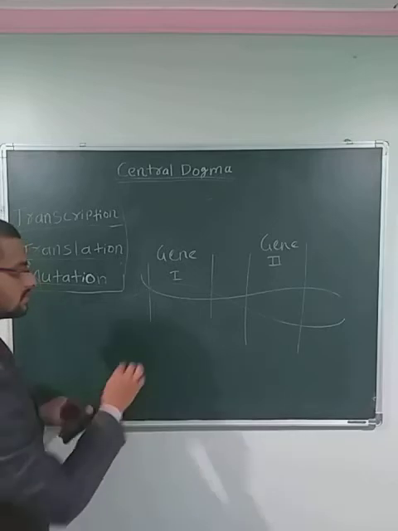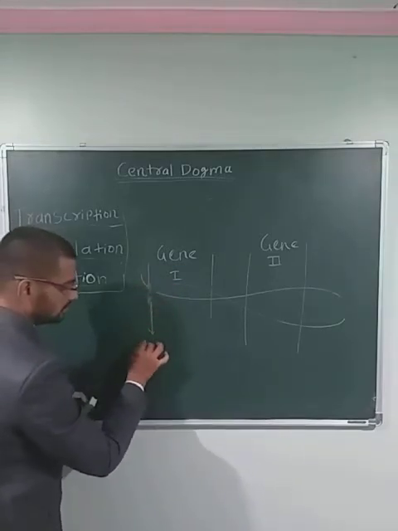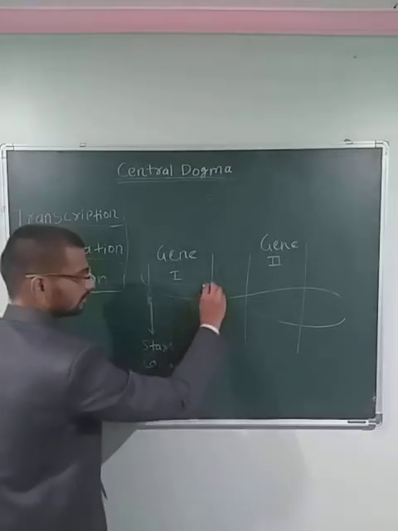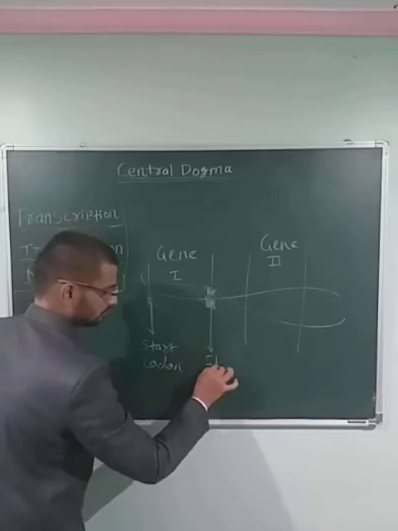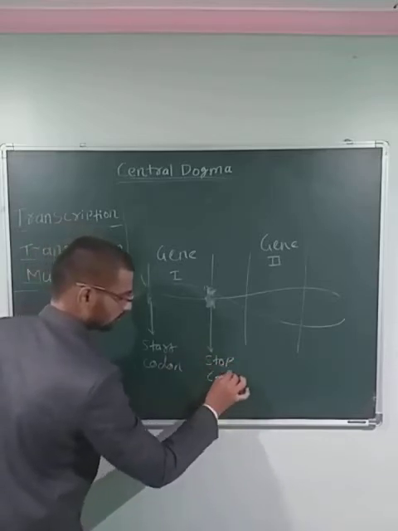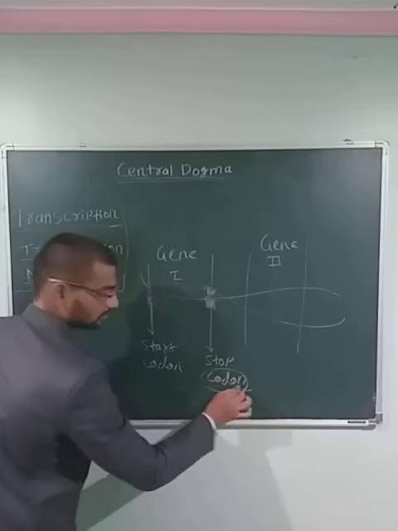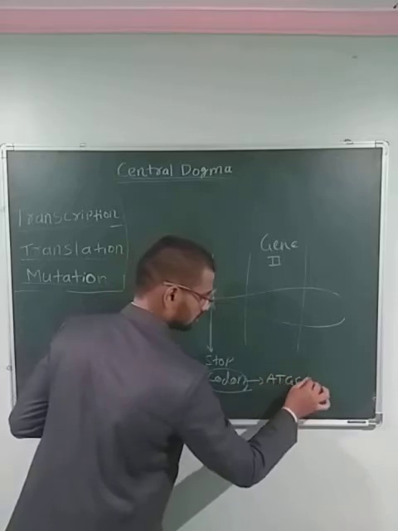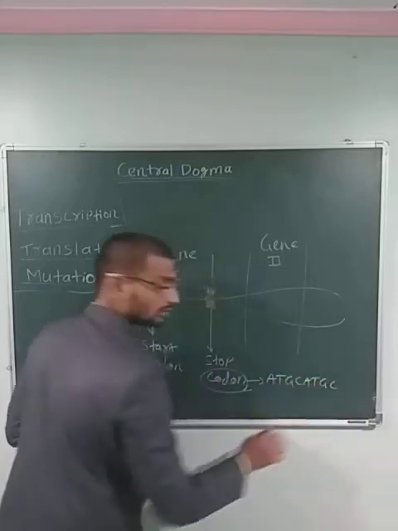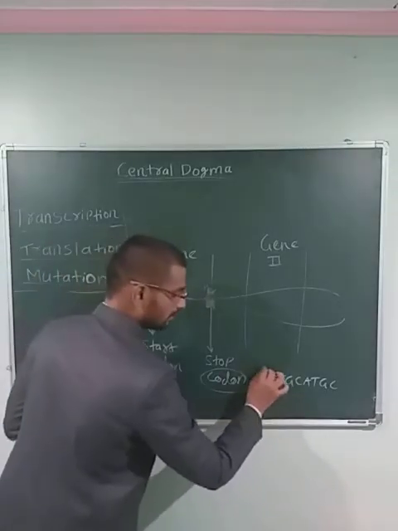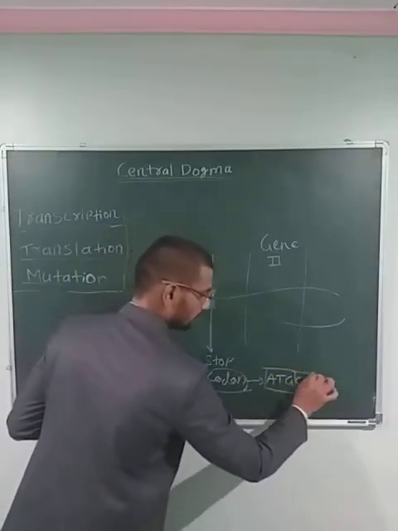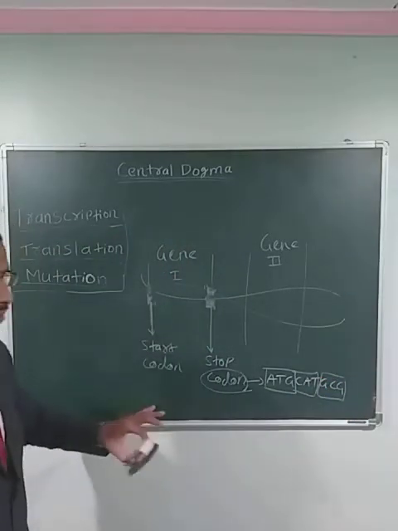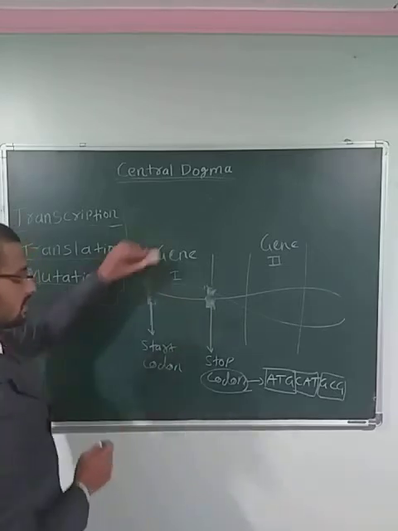These gene segments contain a particular start codon and stop codon. Codons are nothing but the nucleic bases which we read in a triplet form. So these are called codons. Suppose we enlarge this image.